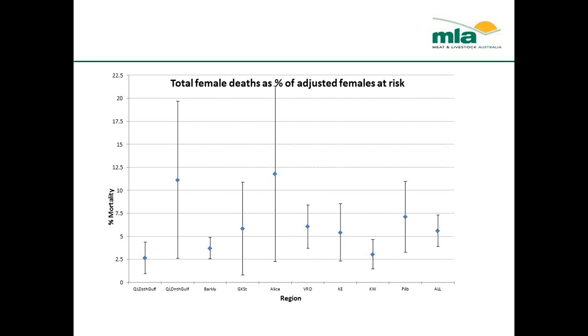This next slide is just showing those same results for total females. Total female deaths as a percentage of the adjusted females at risk. Just showing you in a chart the mortality percent on the vertical axis, and across the horizontal axis we have the regions. On the extreme right we have the all number, the aggregated number. The blue diamonds show the mortality rate for those regions, and you'll notice in a couple of regions there are quite wide margins of error or confidence interval, particularly for the Queensland Northern Gulf and the Alice Springs region.